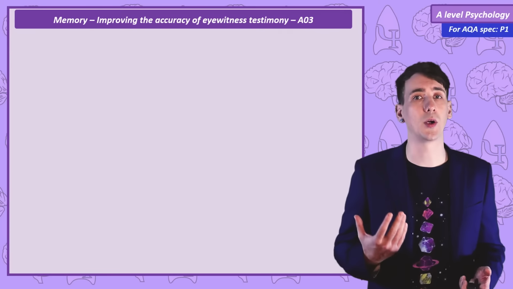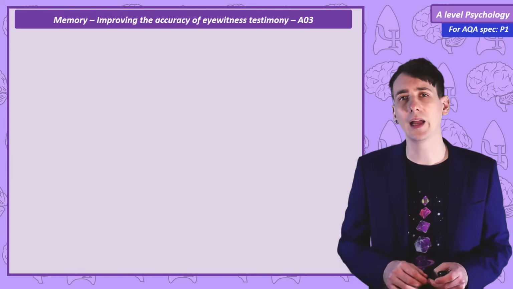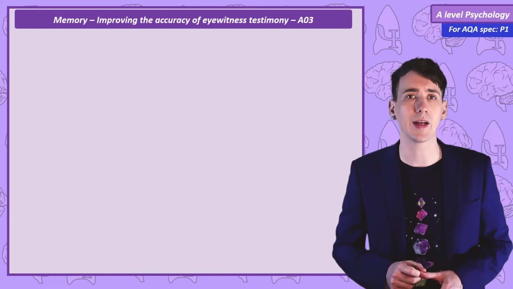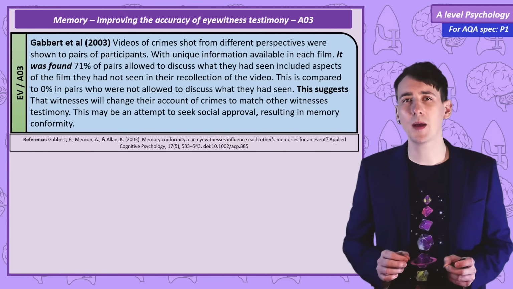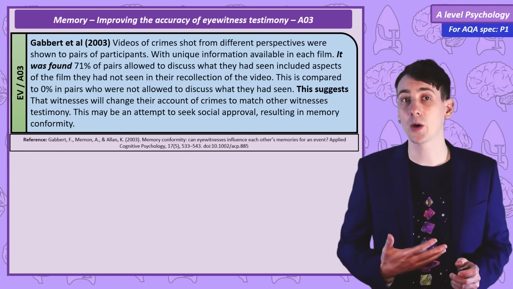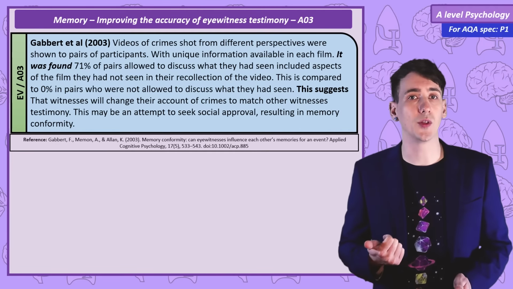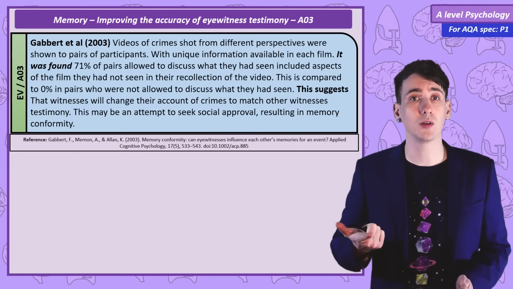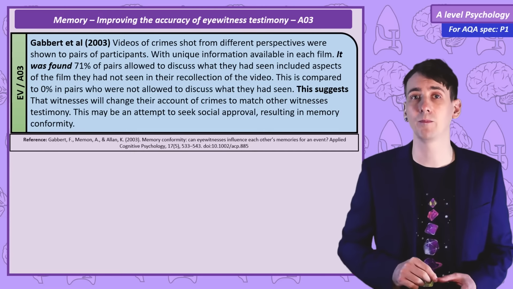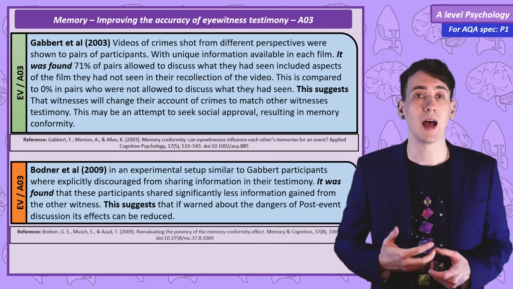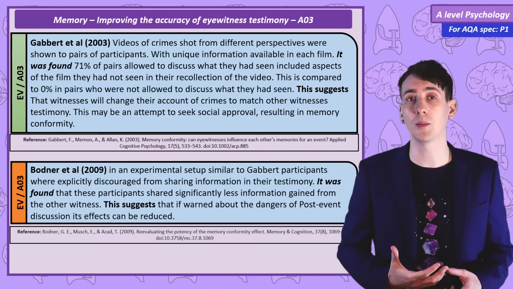Now, I've already discussed post-event discussion, that witnesses change their recall to be in line with other witnesses, and here's an interesting research study showing the effect. Gabbert showed videos of the same crime to pairs of participants, but each member of the pair was shown a different video, showing the crime from separate perspectives. Now, if they were allowed to discuss what they'd seen with the other witness, when interviewed later alone, 71% of the participants would include items they hadn't seen in their video, but had heard in the discussion. And this is a demonstration of memory conformity, that witnesses will change their recall to match other witnesses.